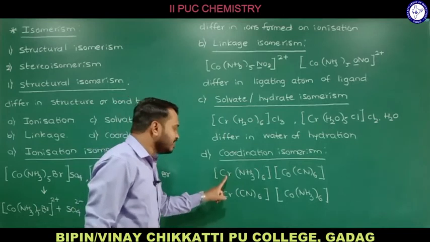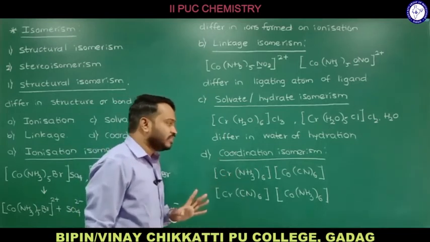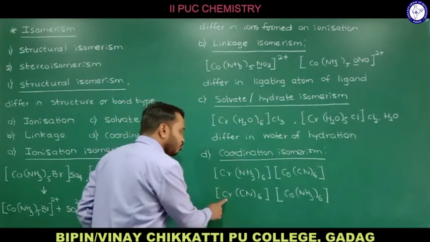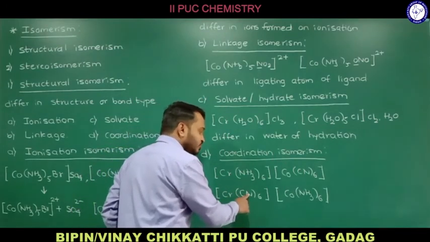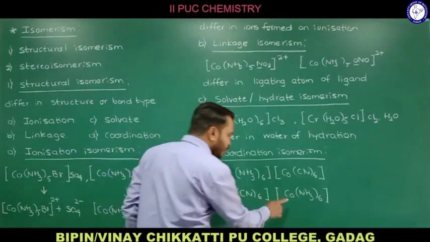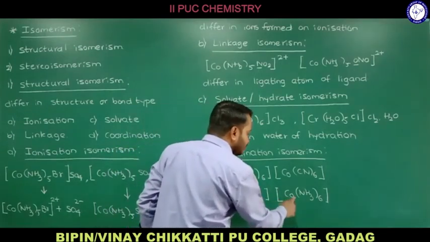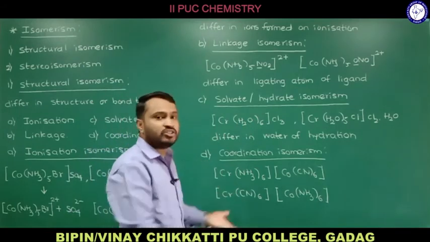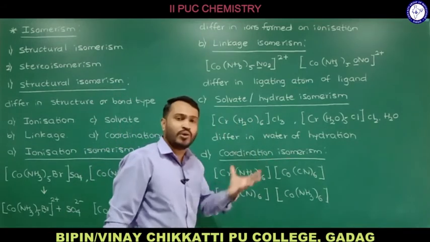When the central metal atom is Cr, NH3 will be the ligand, and in this case CN will be the ligand. But in this case with chromium the ligand is going to change, so CN will be the ligand, and in this compound of course the central metal atom is Co, the ligand is going to be NH3. So the type of ligand has been interchanged from one coordination sphere to the other.